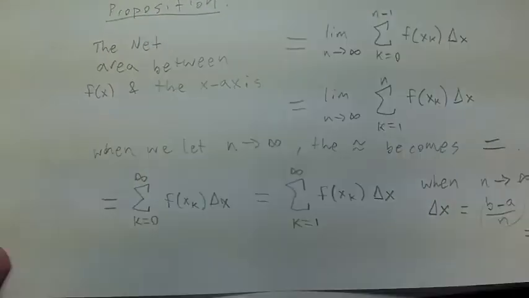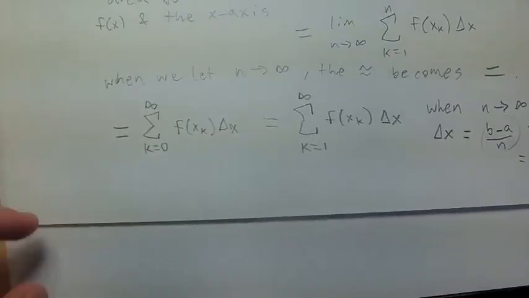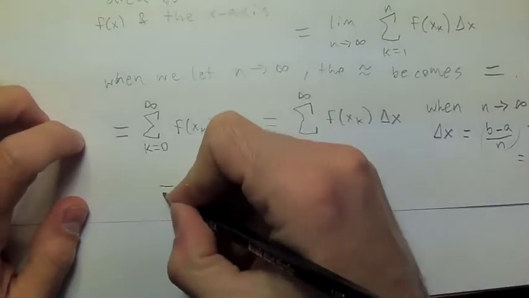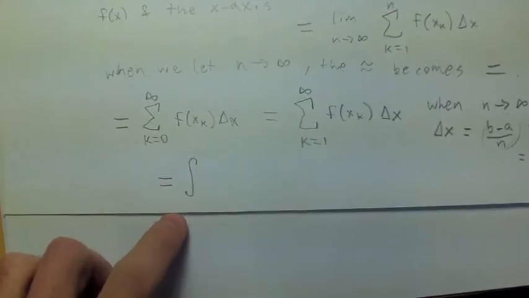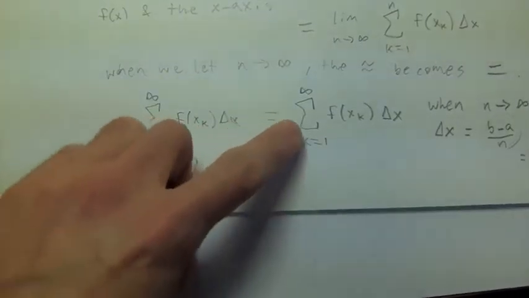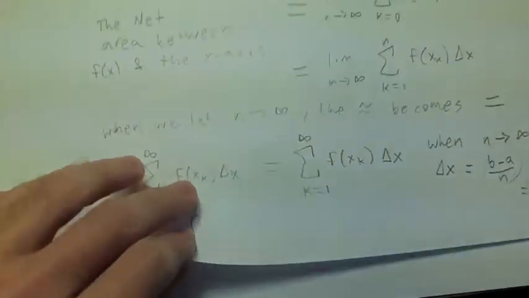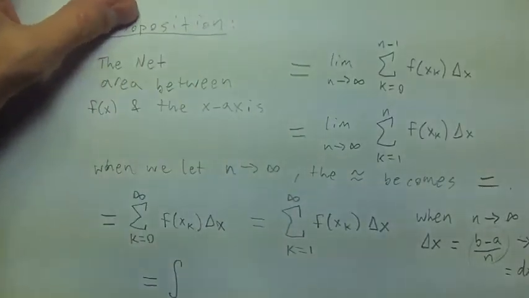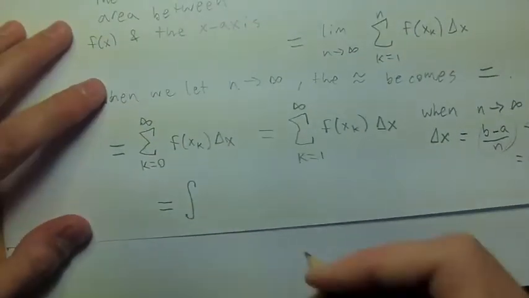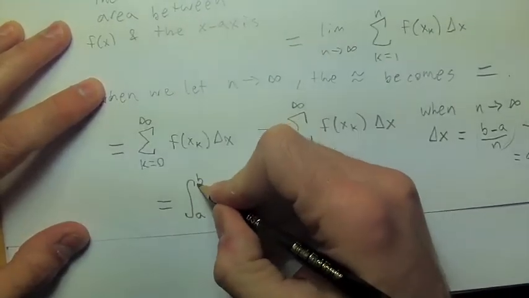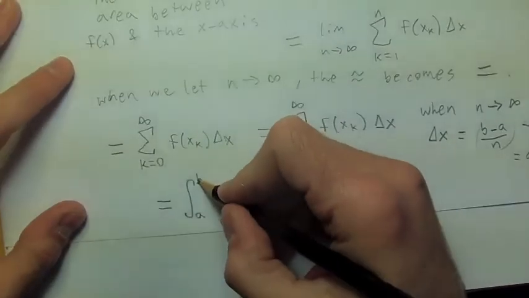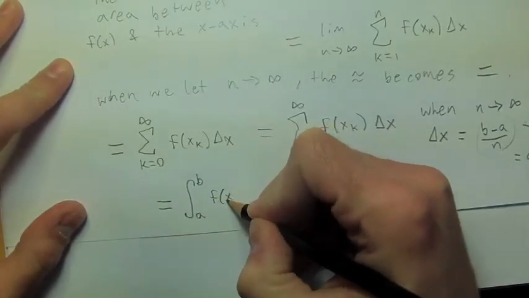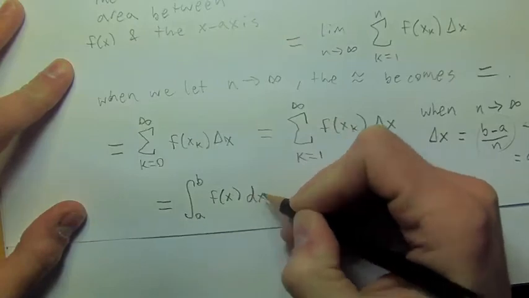So what this ends up equaling is a new formula that both of these become equal to: the integral. And there's where that integral sign comes from. It comes from a sum. It's a special kind of infinite sum. So it's the integral from a to b, so we give it limits. That means it's a definite integral, of f of x dx.